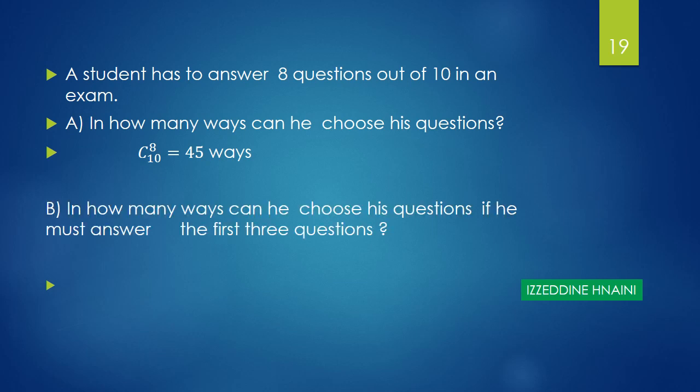Suppose that we must answer the first 3 questions. The first 3 questions are obligatory, so I must choose 5 out of 7. So we get C5, 7, that is 21 ways.